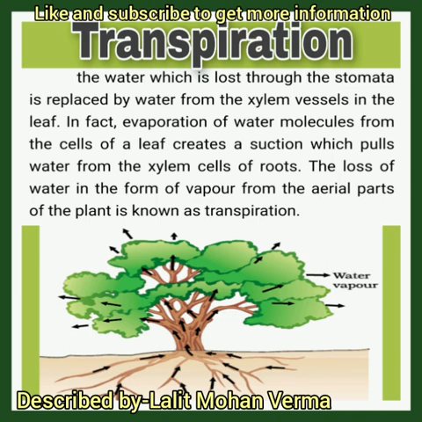The water which is lost through the stomata is replaced by water from the xylem vessels in the leaves. In fact, evaporation of water molecules from the cells of a leaf creates a suction pump, you can say, which pulls water from the xylem cells of the root. And this loss of water in the form of vapor from the aerial parts, that is leaves of the plant, is known as transpiration.